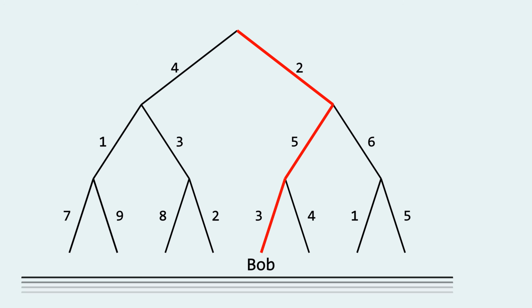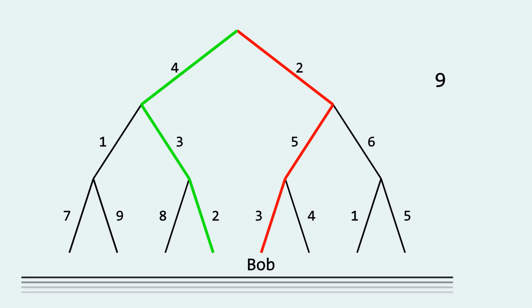But there is a problem. There is another path in this tree with a total cost of 9, which is actually better than the greedy approach. And this shows that while greedy algorithms work well for certain types of problems, they can fail for others.